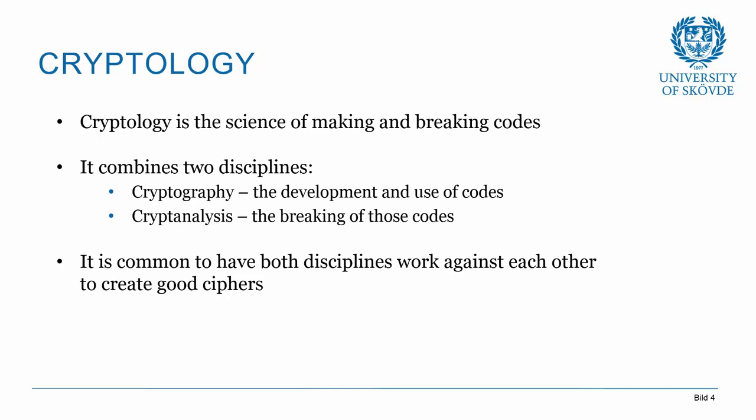Cryptology has been around for a very, very long time, from the old Greeks, and I would guess even before that. It's the science of making and breaking codes. It basically combines two different disciplines: cryptography, which is the development and use of codes, and cryptanalysis, which is the breaking of those codes. It's common practice to have both disciplines work against each other to create good ciphers. So we have cryptographers developing encryption algorithms and implementations of those algorithms, and then we have cryptanalysts that try to break them in order to find weaknesses that can be patched in order to make the crypto system even better.